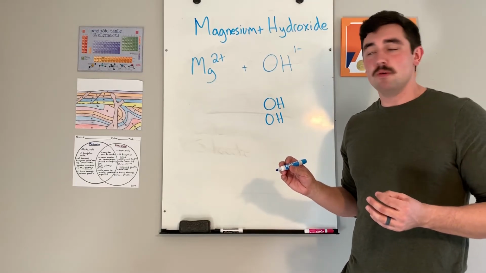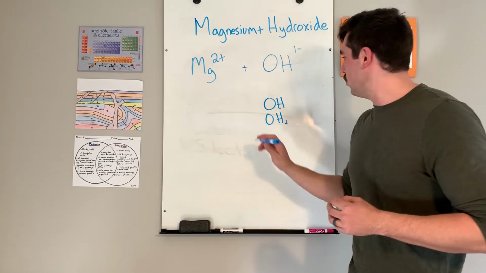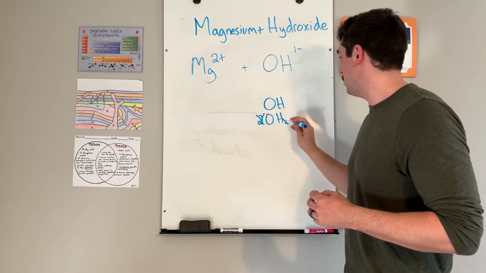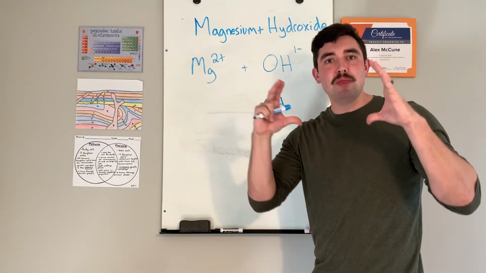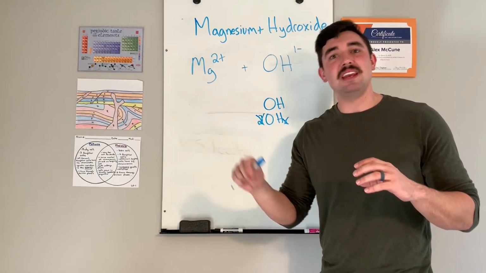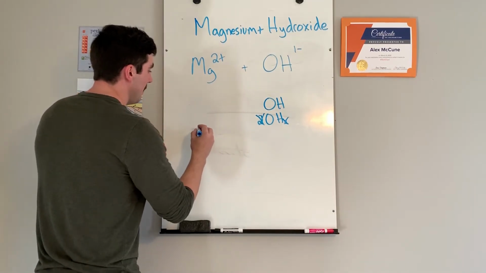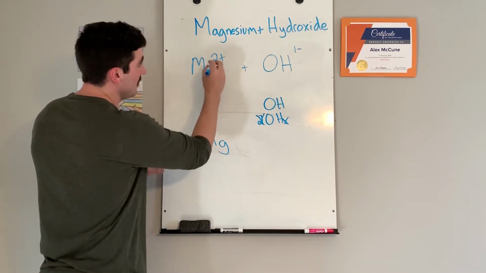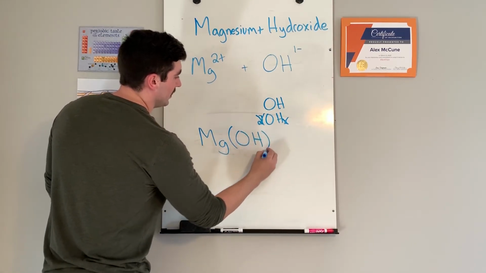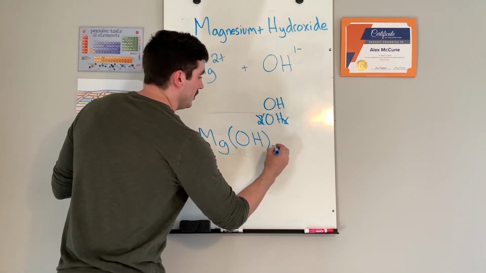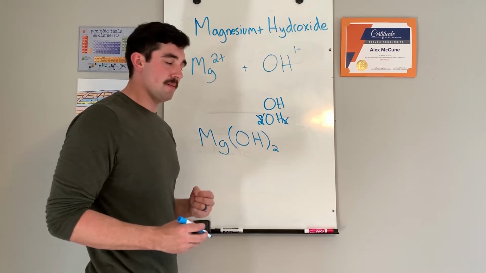So what we do when we have 2 OHs, we wouldn't just add a subscript to it. We wouldn't add a coefficient to it. Those are both things that we're not going to do. But instead, we're going to use parentheses to group that polyatomic ion together and then give it a subscript after that parentheses. So we're going to see magnesium only needing one magnesium, but needing two hydroxides. And so we use parentheses around the hydroxide, and then we use a subscript to indicate that there are two groups of that polyatomic ion.